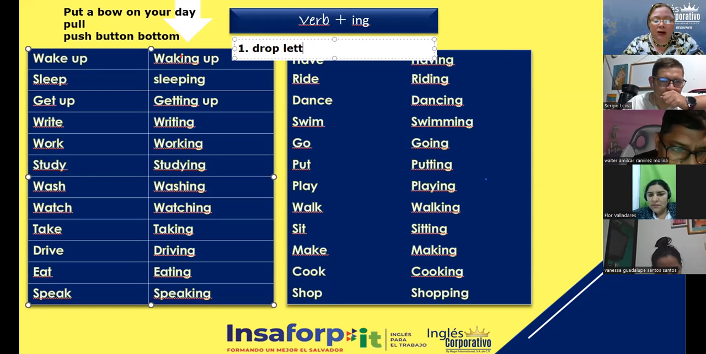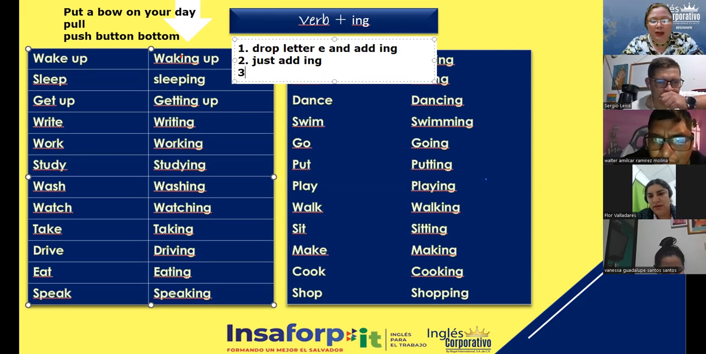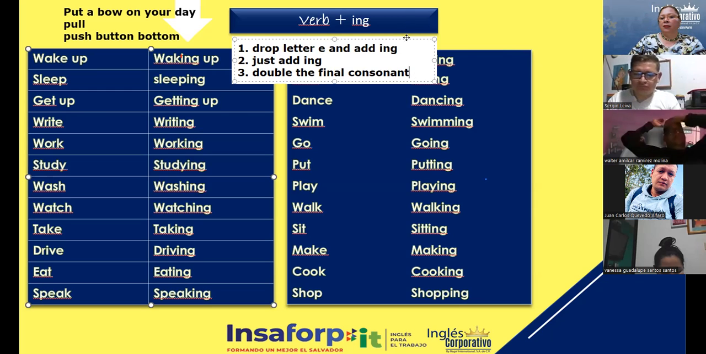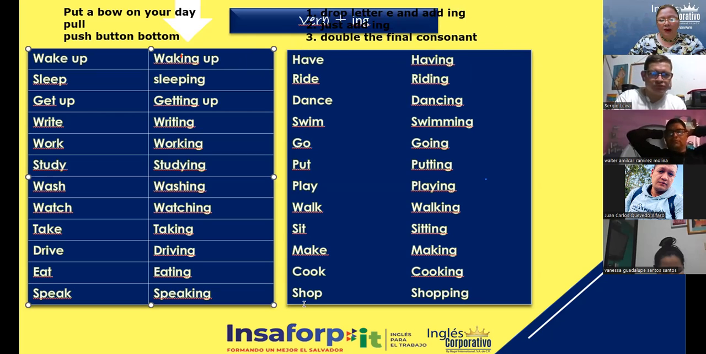Attendance. Drop letter E and add ing. Ok. Number two, just add ing. And number three, double the final consonant. Okay. Yes, teacher. All right. Is there any other? No, just those three. And do we have another with the letter R? No, not in this list.